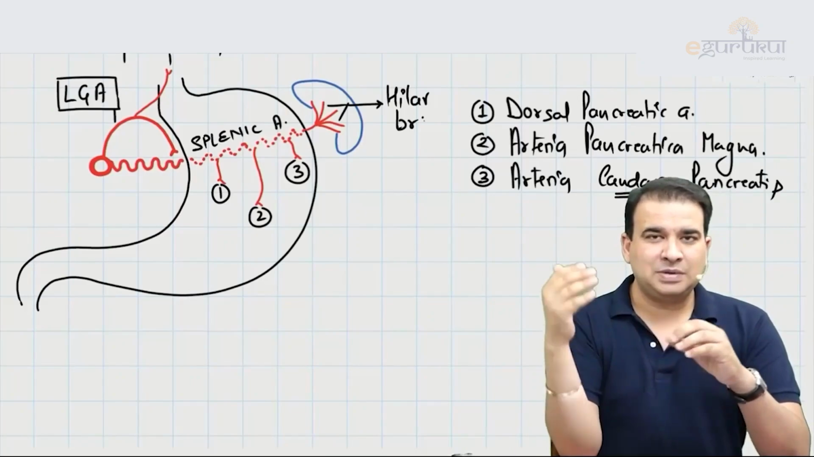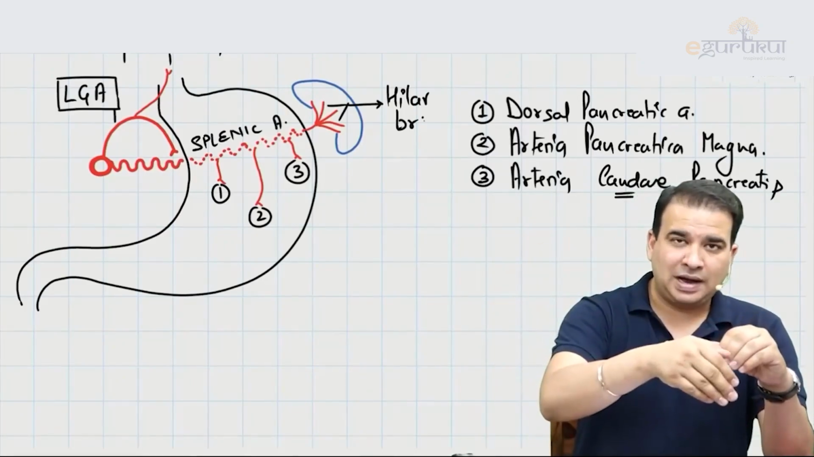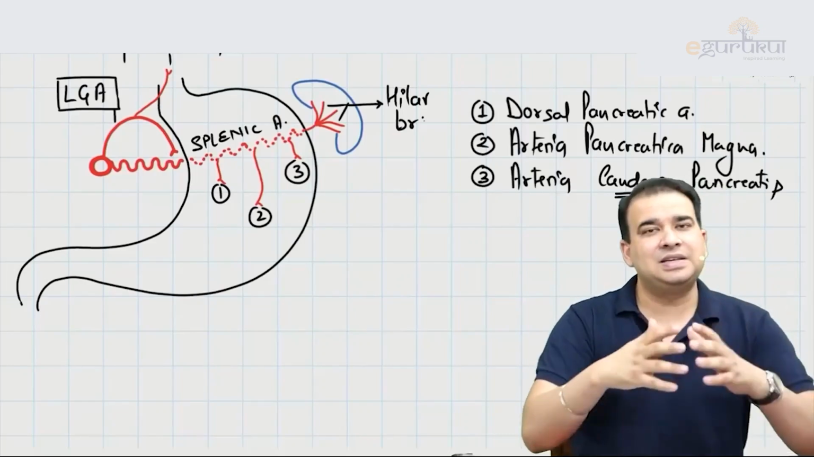In most of the organs, what happens? The artery first goes inside the organ to the hilum and then divides into the branches. But here it divides outside only.